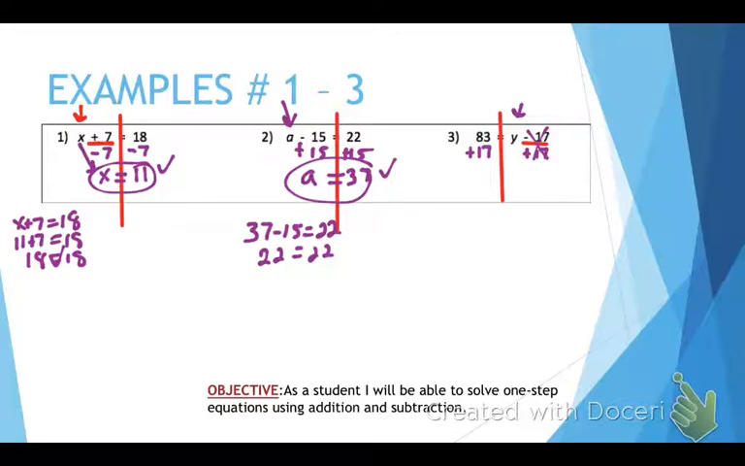83 plus 17, what are we going to get? Well, we're actually going to get 100 equals y. What are we going to do? Well, we're going to double check it. Let's do 100 minus 17 equals 83. What's 100 minus 17? Well, that's 83. 83 equals 83. We are good. We checked it. 100 equals y. Congratulations, you've done your first 3.